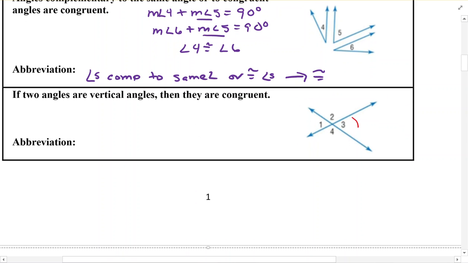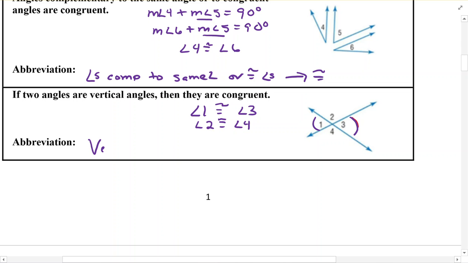The last one we've used quite a bit already. We know that angle 1 and angle 3 are vertical angles, these two, so they're congruent. Well, so are angle 2 and angle 4 vertical angles, and they're congruent. So our shorthand for this is vertical angles are congruent.